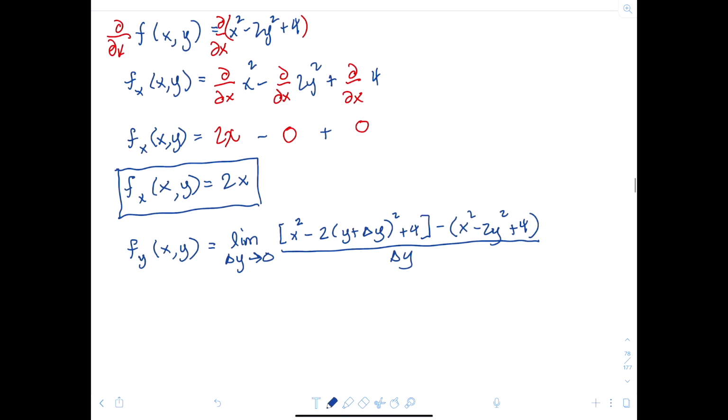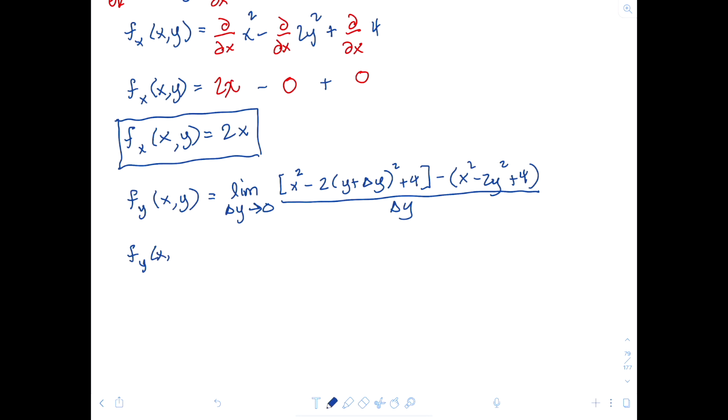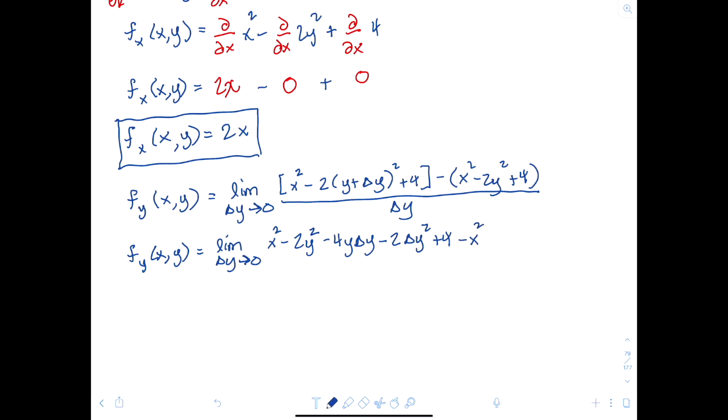So then we will have the limit as delta y approaches 0 of x squared minus, I'm going to distribute the 2, so we'll get 2y squared plus 4, and that'll be actually minus 4y delta y minus 2 times delta y squared plus 4 minus x squared plus 2y squared minus 4. That's all over delta y.